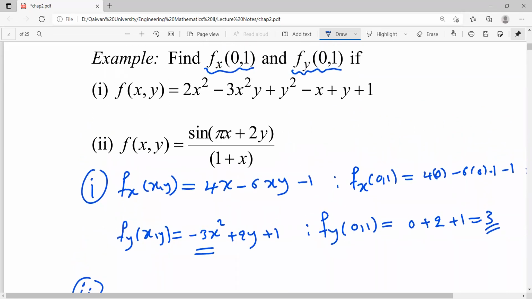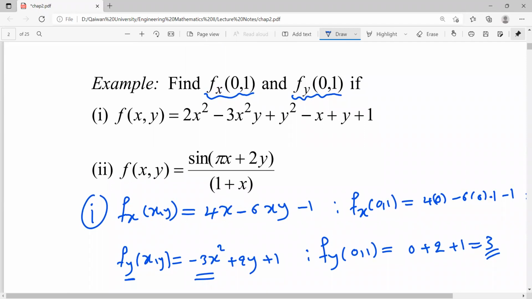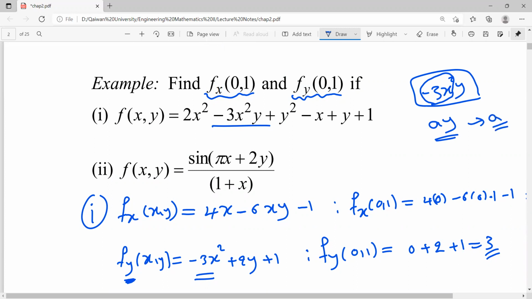Look, here in this case, we are going to take the derivative with respect to y. And the term is minus 3x squared y. If we take the derivative of this term with respect to y, this is a constant. We just treat this as a constant. So let's say it's ay. How about the derivative of ay? It is only a, is it? So what's a? A is minus 3x squared.